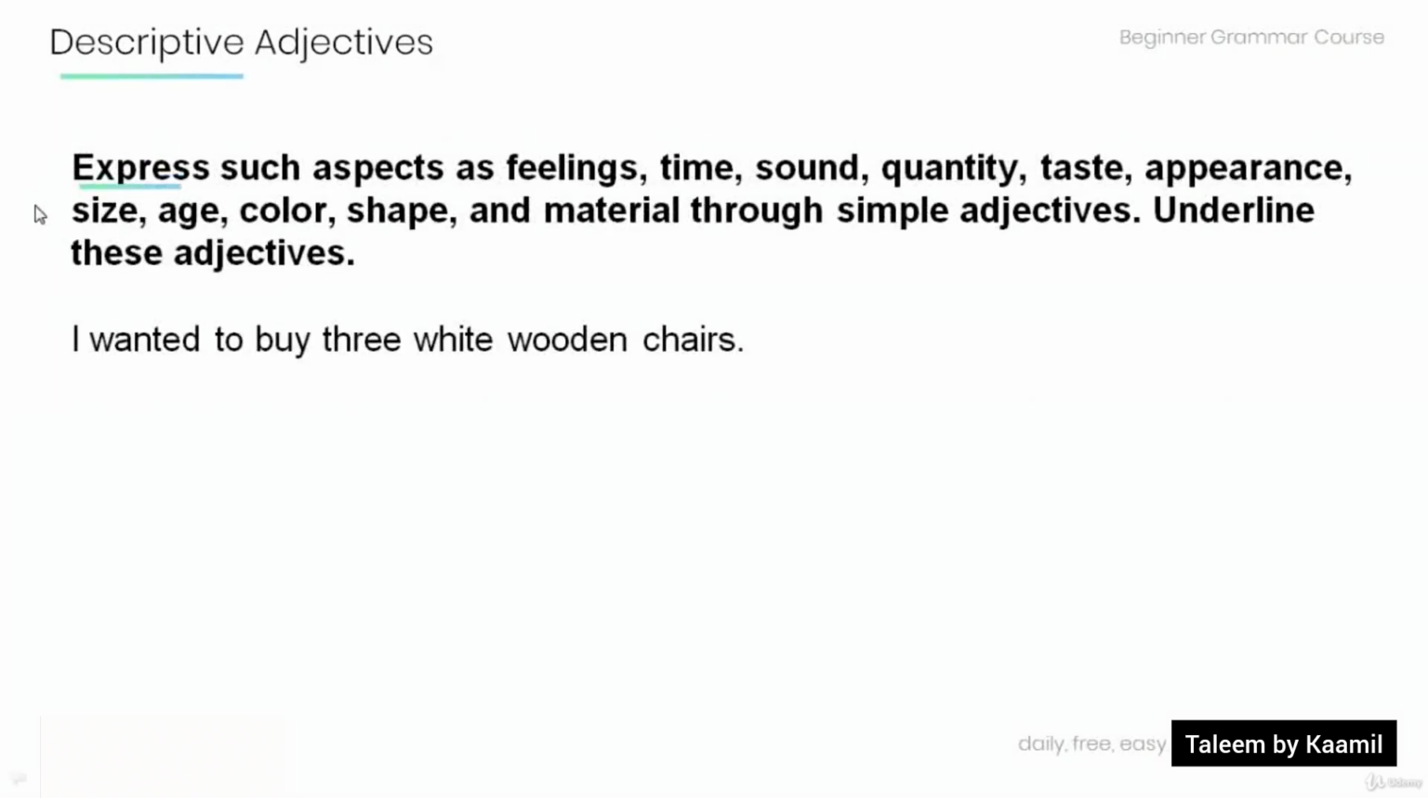Remember that we express such aspects as feelings, time, sound, quantity, taste, appearance, size, age, color, shape, and material through simple adjectives. Read the following sentence and underline these adjectives. I wanted to buy 3 white wooden chairs. 3, white, wooden.